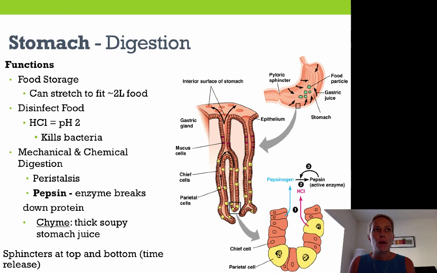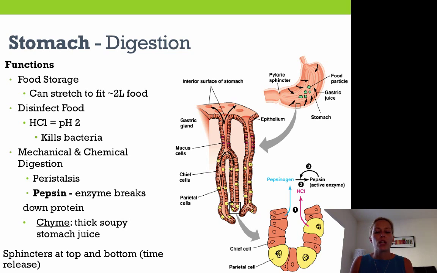So how do I remember that pepsin breaks down protein? Well, pepsin starts with P, and protein also starts with P. So that should help you on a test or a quiz to remember that pepsin is responsible for breaking down protein in the stomach. Once the food has been broken down both chemically and mechanically in the stomach, it ends up becoming this thick, soupy juice called chyme. Brown, really not very pretty. If you've ever thrown up, you've seen chyme before.